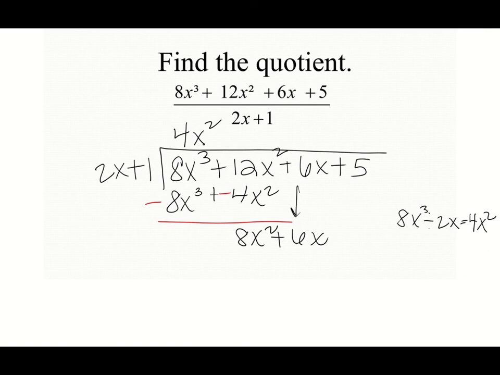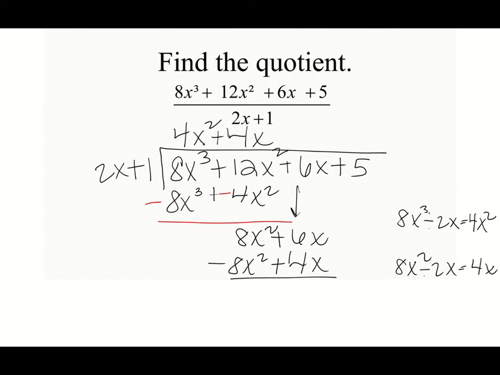Now if we take 8x squared, our first term, divided by 2x, we have 8x squared divided by 2x. 8 divided by 2 is 4, and x squared divided by x is x. So we have plus 4x. 4x times 2x is 8x squared. 4x times 1 is 4x. Draw our line, change our signs. 8x squared minus 8x squared is 0. 6x minus 4x is 2x. Drop down our last term, plus 5.